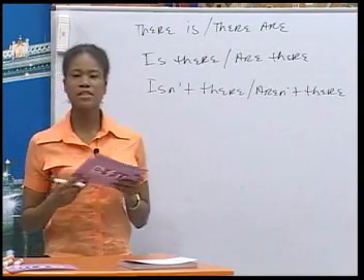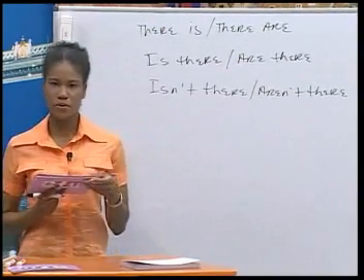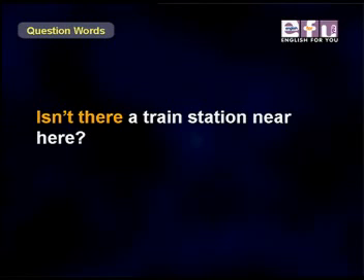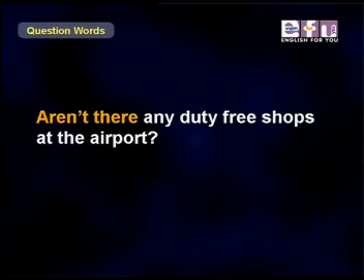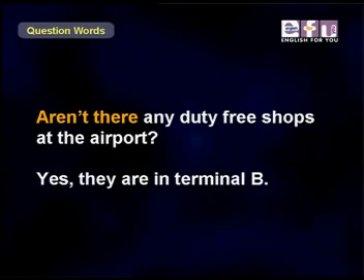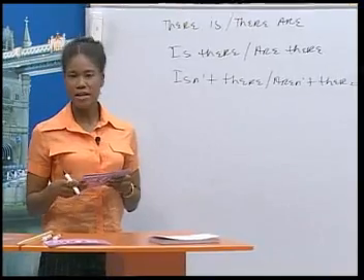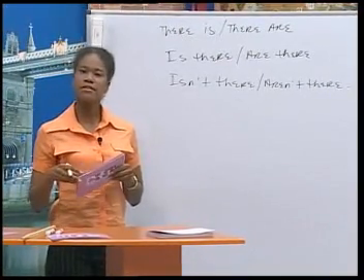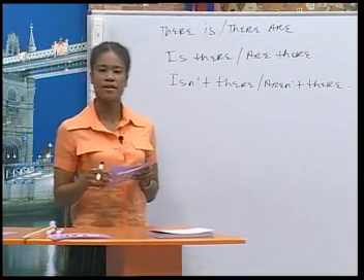Okay, let's look at some more examples. Follow on your screen. Isn't there a train station near here? No, there isn't. Next, aren't there any duty-free shops at the airport? Yes, they are in Terminal B. All right, now let's practice using is there, are there, isn't there, aren't there.